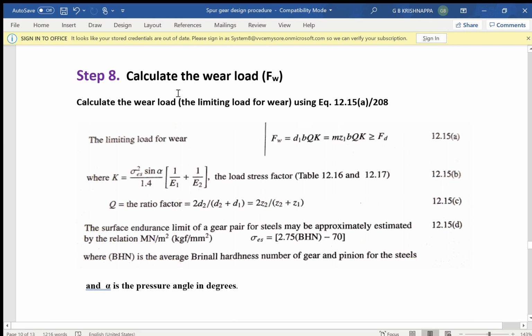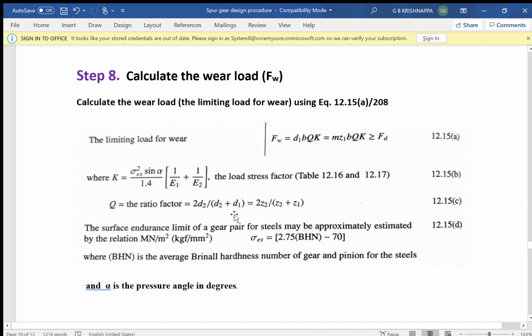Next, step 8: calculate the wear load. This wear load is also called the limiting load for wear. So equation 12.15a, page 208: FW is equal to D1 B Q K, where D1 is nothing but M into Z1. Whether the gear is weaker or the pinion is weaker, we must always consider D1 here, that is the pitch diameter of the pinion. B is the face width, M is the modulus, Z1 is the number of teeth on the pinion.